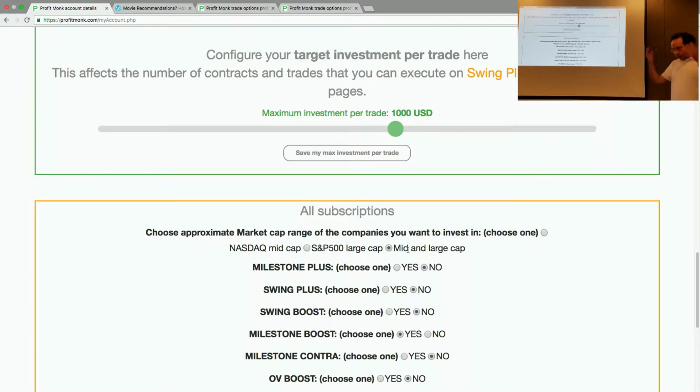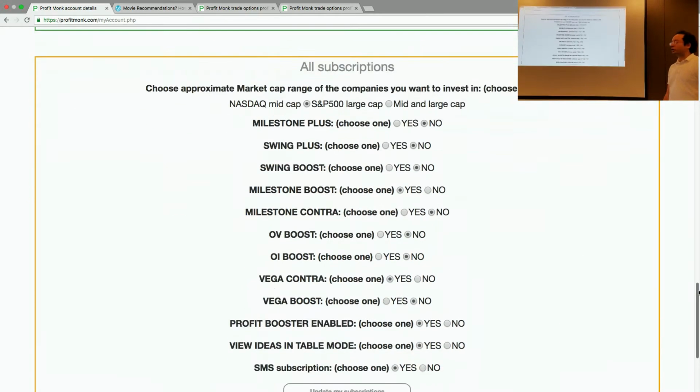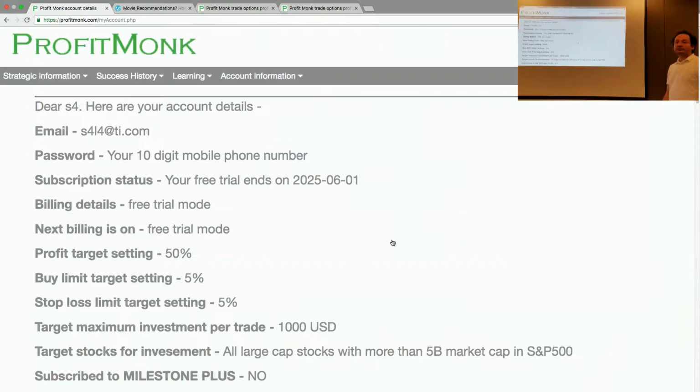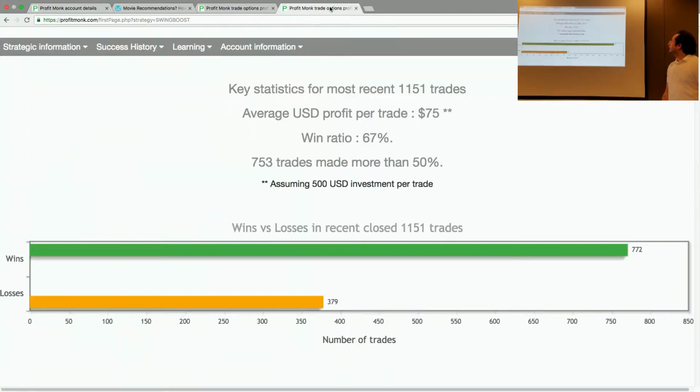If you pick the third one, it includes everything. So if you say, I don't want to make so many trades, you pick one of those buckets. You change it to only large cap, the most liquid stocks, update the subscriptions, go back, and your number of trades will go down.